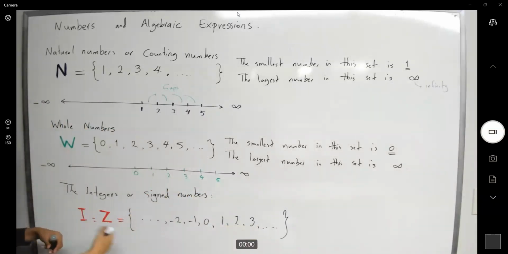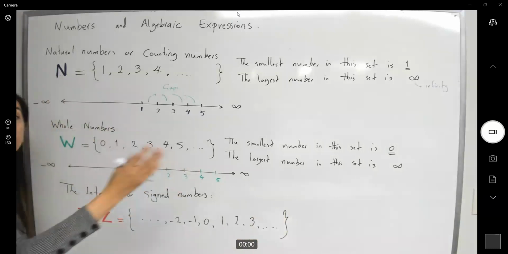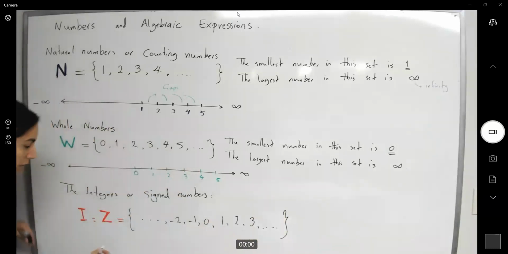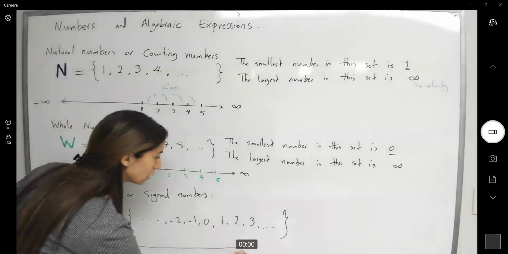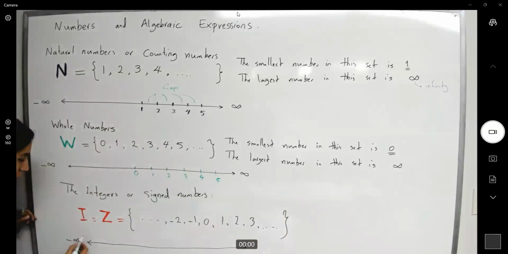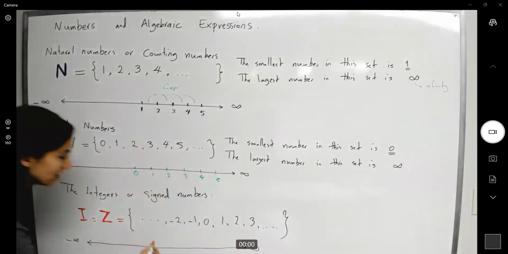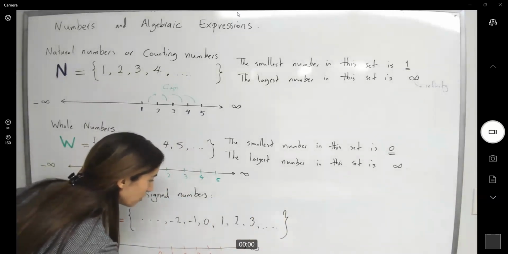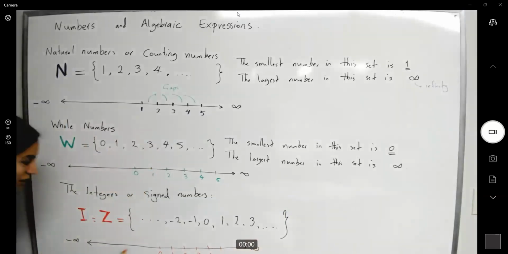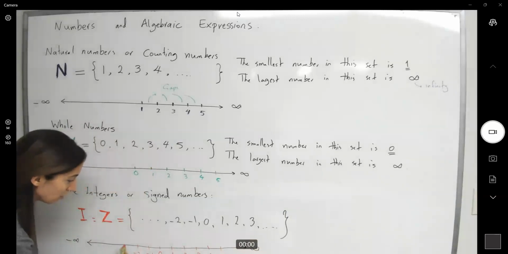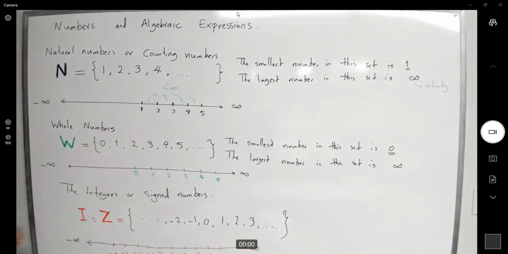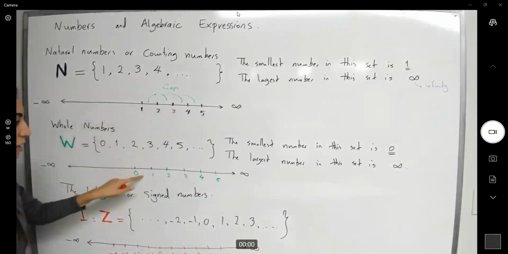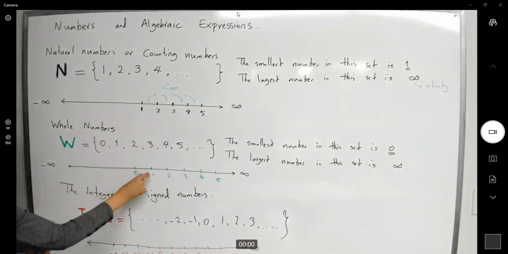On the left-hand side, you're going to have the smallest number reaching out to negative infinity. On the right-hand side, it goes to positive infinity. So we read them from left to right. And if you want to visualize these on the real line, again with gaps in between, you can visualize them this way. Here we have 0, then 1, then 2, 3, 4, 5, and the rest of the positive numbers. And on the left-hand side, we're going to have the negative or signed numbers: negative 1, negative 2, negative 3, negative 4, and the rest. As you can see, you have gaps between these numbers. It means that middle numbers are not acceptable.